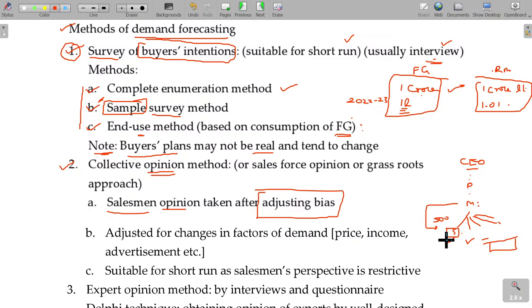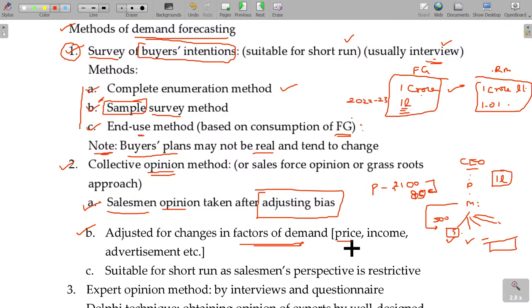Always biased. It's not a concrete one. So we have to adjust for that bias, number one. And adjust for changes in factors of demand. Okay, we may say that at most 1 lakh units may be needed or demanded in the coming days, the price being, say, rupees 100. Suddenly the management makes a decision to offer a discount price, probably 95 or 85, or 80, a 20% offer or 20% extra. That 20% extra or 30% offer will immediately tempt the buyers to purchase more than the quantities we supposed to think. So the price will also matter.